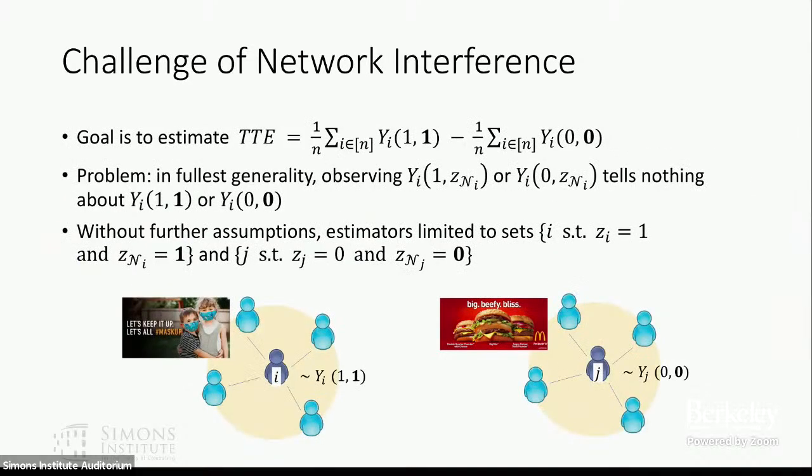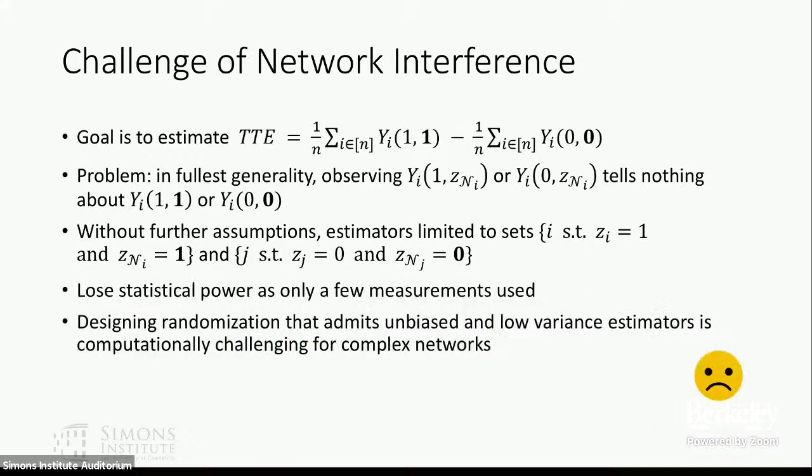And so without further assumptions on the model, the best you can do is to look at estimators that are limited to only use information measured from the sets of individuals for which the individual and their entire neighborhood get the same treatment. So you're looking for individuals where the individual and all of its neighbors are assigned to control, or the individual and all of its neighbors are assigned to treatment. And that guarantees that the measured outcome is indeed one of these quantities that you want to estimate. But the limitation, as you can see, is that you do lose statistical power because there's only a few measurements that you're even able to use after you run the experiment.